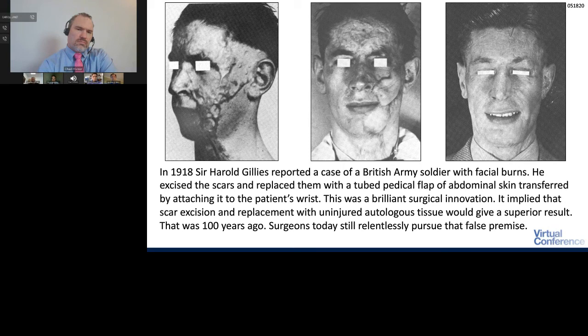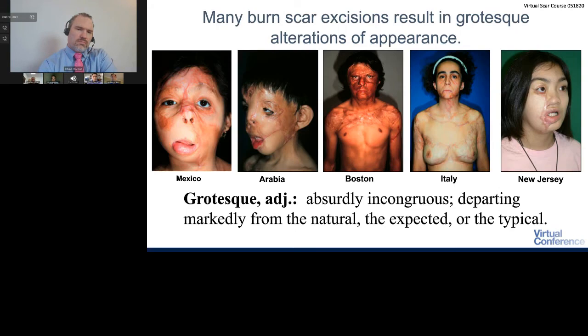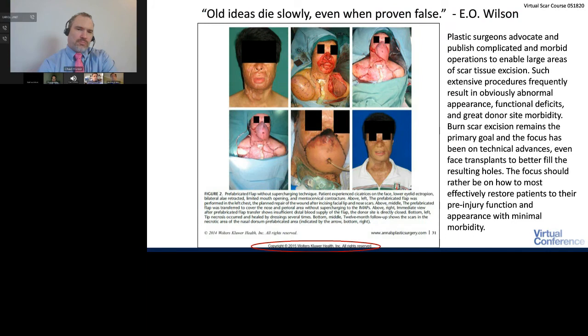But many burn scar excisions result in grotesque alterations of appearance. These 5 patients were all treated in major plastic surgery centers in the United States and around the world. All have had more than 20 reconstructive operations, and this is the result, grotesque distortion of their appearance. And these old ideas die slowly, even when proven false. This paper was published just recently in a plastic surgery journal showing a minor facial burn injury treated by excision in this incredibly complicated morbid reconstruction, and it was actually published in a peer-reviewed journal.